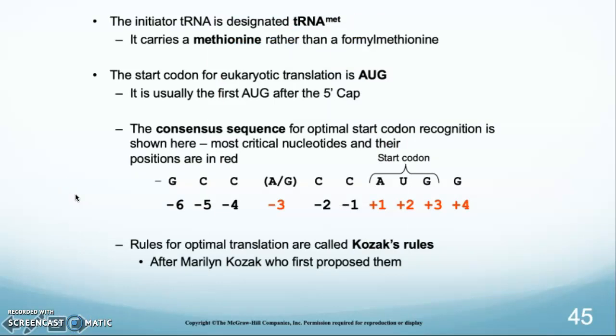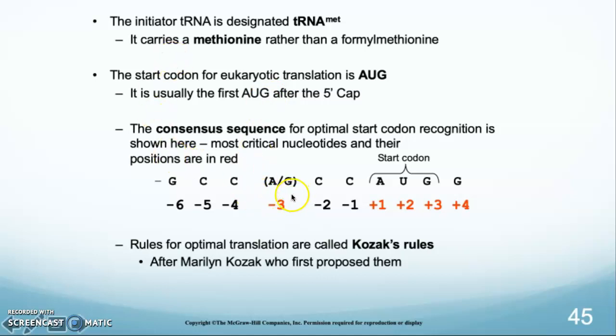So the initiator tRNA in this case is tRNA met, and that's because it carries methionine, and this is different than bacteria that carries that formyl methionine. The start codon is this AUG, and it's generally speaking the first AUG on the mRNA after that 5' cap that our mRNA has been modified with after transcription.